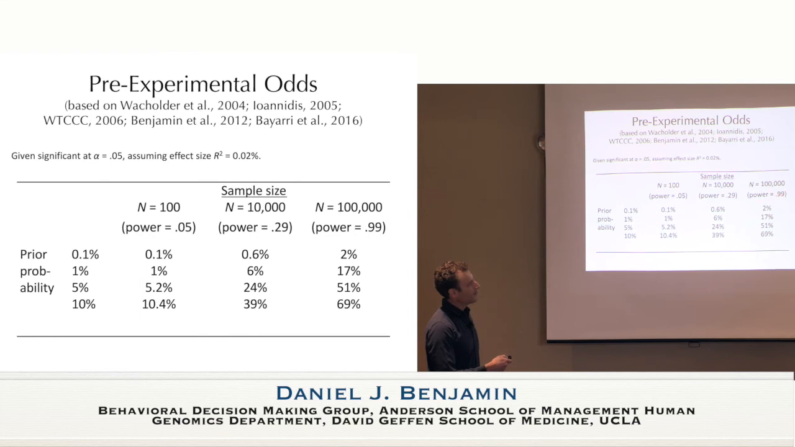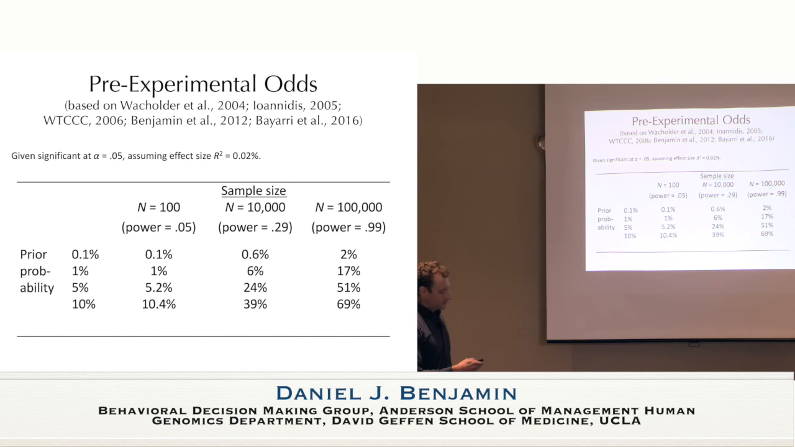At this extreme, we have power of 99%. We can infer much more. But the other thing I want to highlight is that even with a prior probability of 10%, we're only getting up to a posterior of about 70%. So there's still, at our 5% significance threshold, about a 30% chance of a false positive, even with an essentially perfectly powered study.